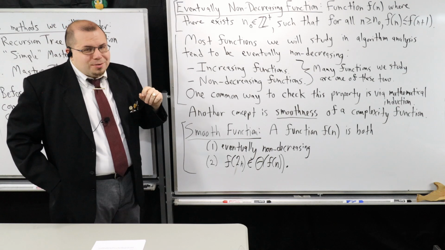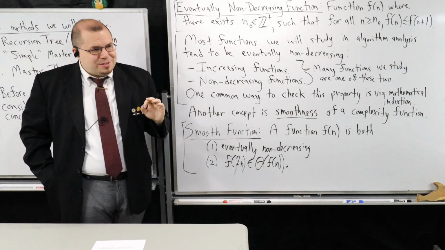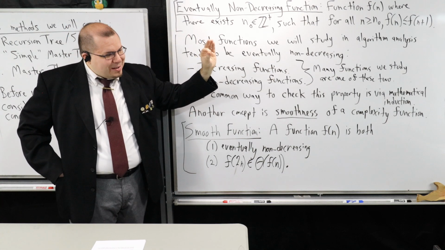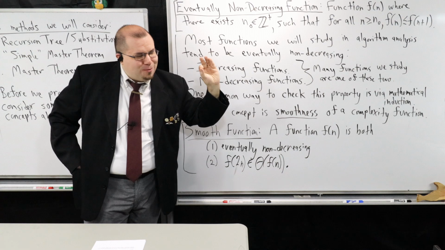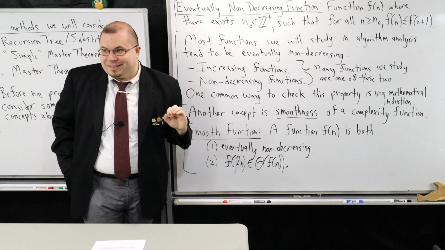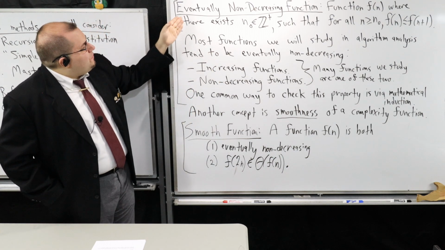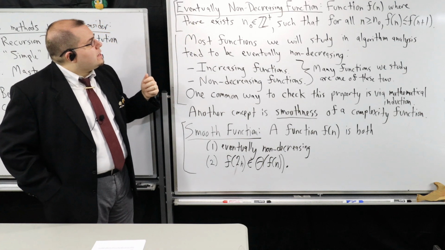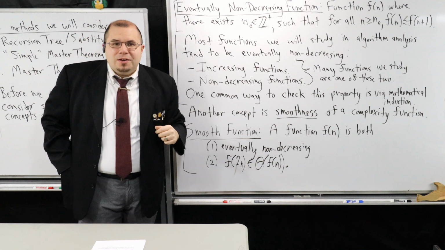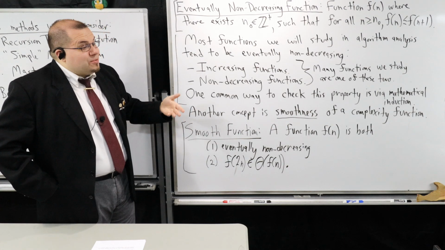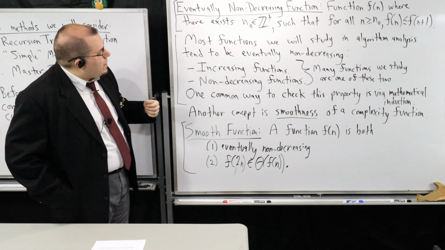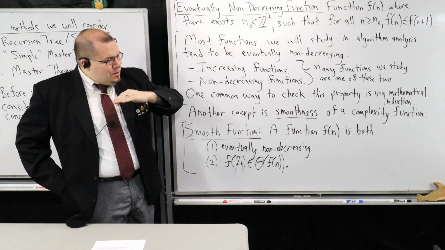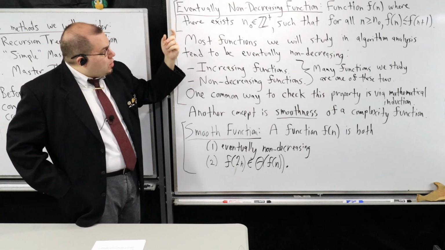Now, here's the thing that makes this a little different: the function's allowed to wiggle around, for example, as long as it gets to some point where it starts behaving like that. So that's what the eventually means. Sometimes people call this asymptotically non-decreasing as well, for that same reason. And the name suggests exactly what we mean by that. There's some point n0 where the function, in fact, will behave like a non-decreasing function.